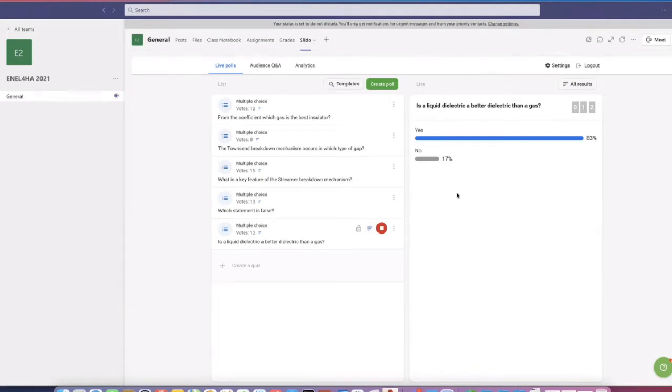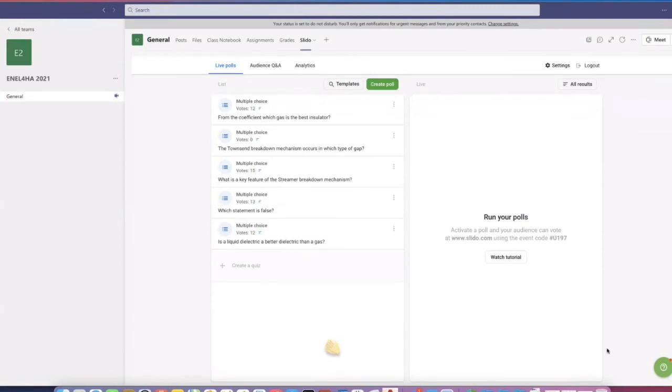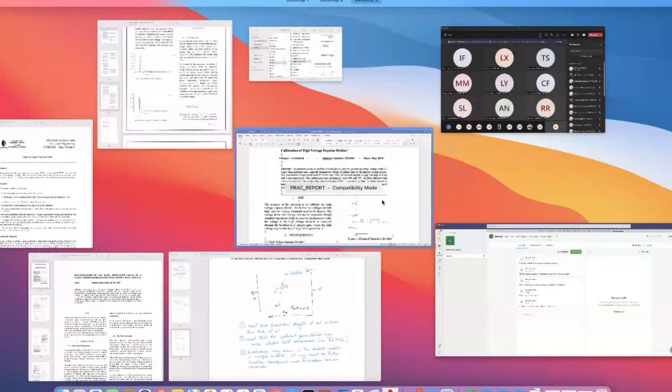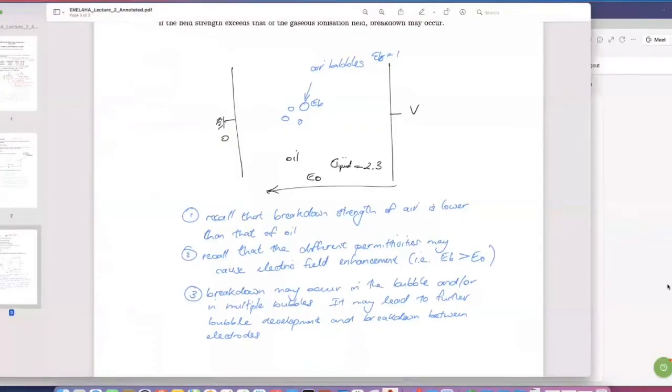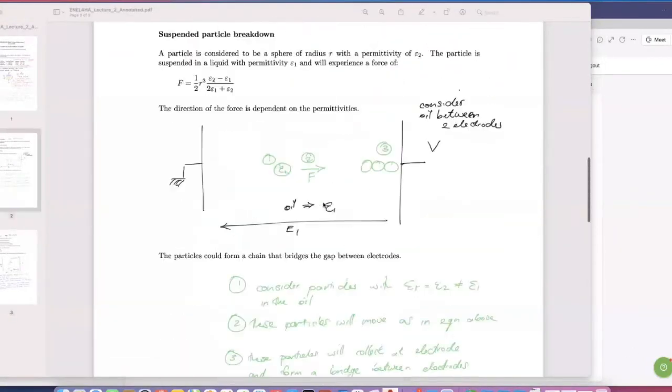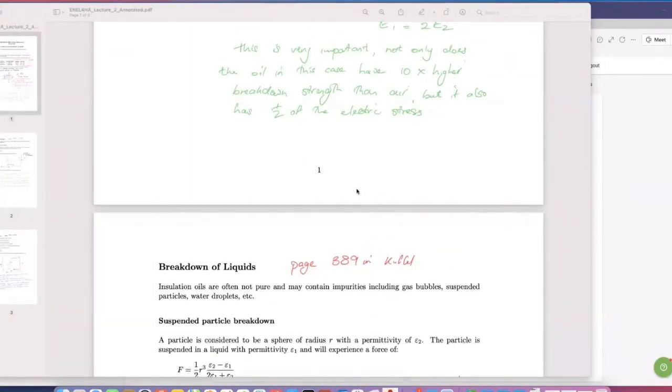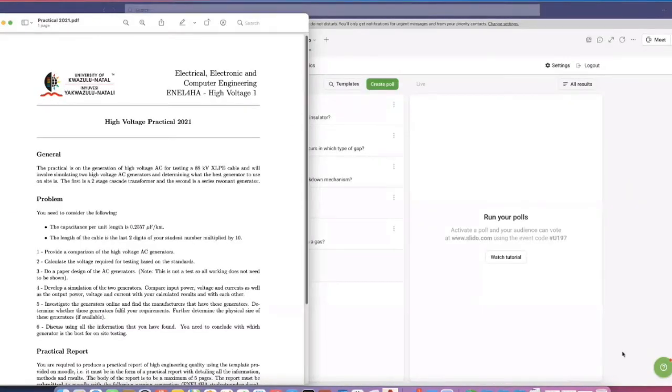Are you all happy with the explanations of the liquid dielectric? It's not a very big section. Yeah, so it's not a very big section, but is everybody happy with the explanations? I'm going to stop that there. All right. I'm going to go on to the practical.